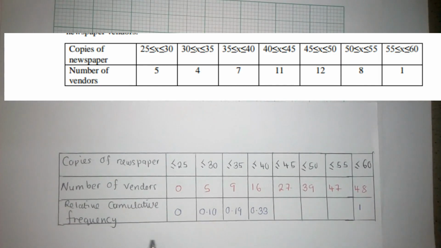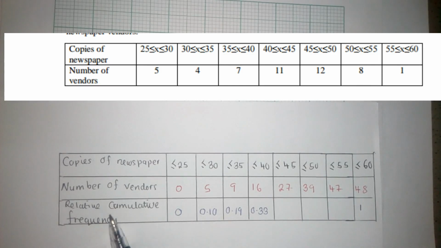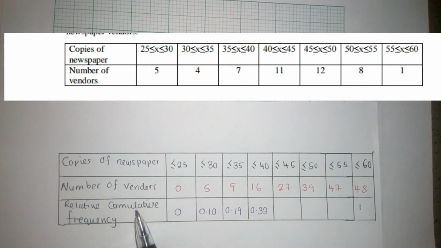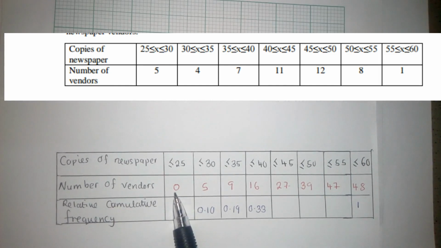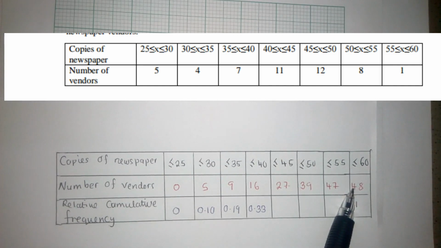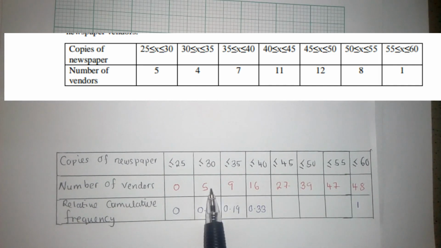So 48 vendors. This is the number which is supposed to be here. And then the other row, the row which is down here, is called relative cumulative frequency. So how do we find this relative cumulative frequency? We start by getting this number, the number which is here, and you divide it by the total number, which is 48. You get 5 divided by 48. So you get 0.10. The numbers are continuing, but we are rounding it to 2 decimal places.